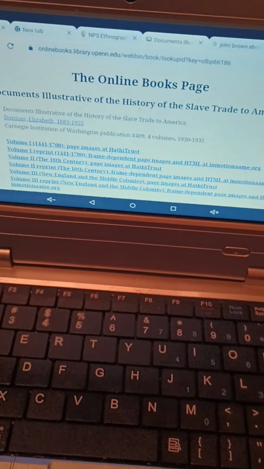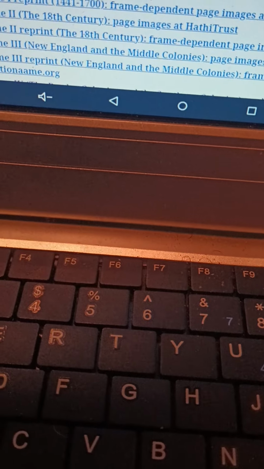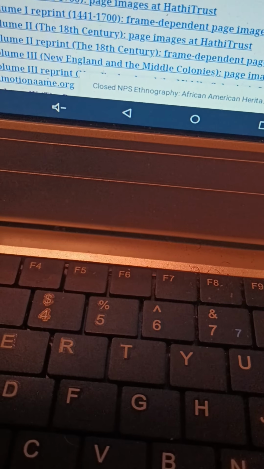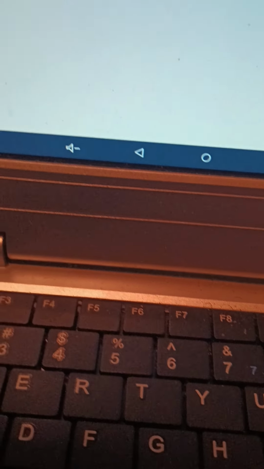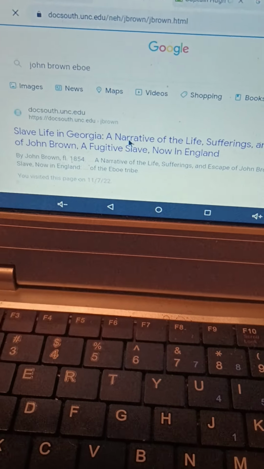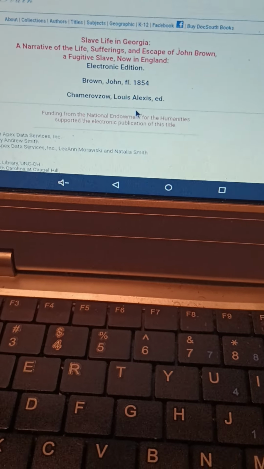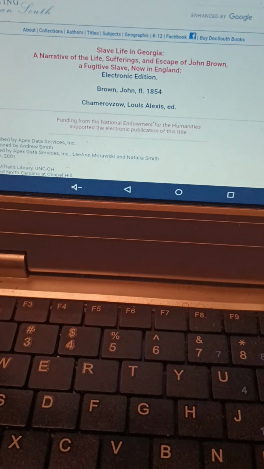Yep, it says Documents Illustrative of the History of the Slave Trade to America. I'm closing this out. We're going to this: John Brown. This is about a runaway slave who escaped and went to England and wrote, or he dictated, if he couldn't write, he dictated his life and how he escaped.